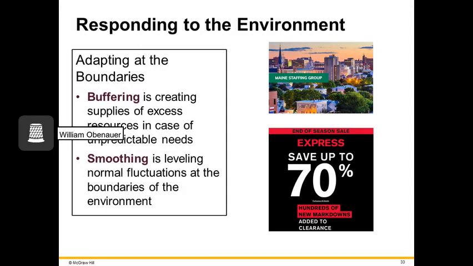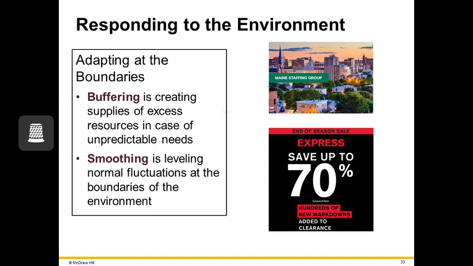Organizations can also use strategies such as buffering and smoothing to help prepare for environmental uncertainties. Buffering is when we create an excess of supplies. So maybe we've hired what we need, we think, for our organization, but we've also connected with a staffing organization so that if we become short staffed, they can easily help us replenish our staffing needs. Then we also have something called smoothing, which is just leveling our normal fluctuations and the boundaries in the environment.